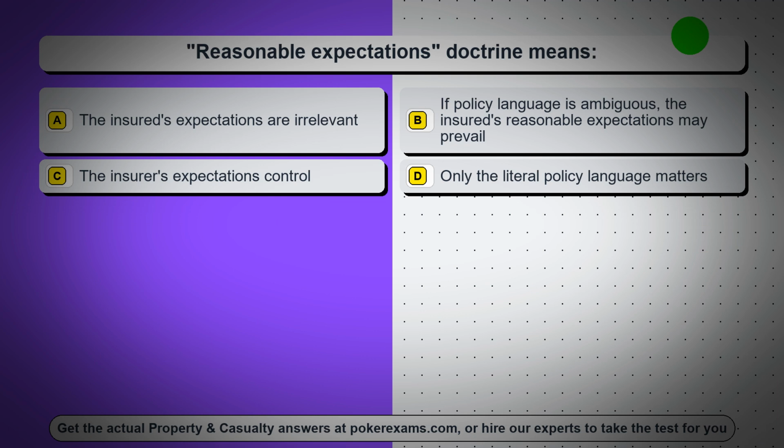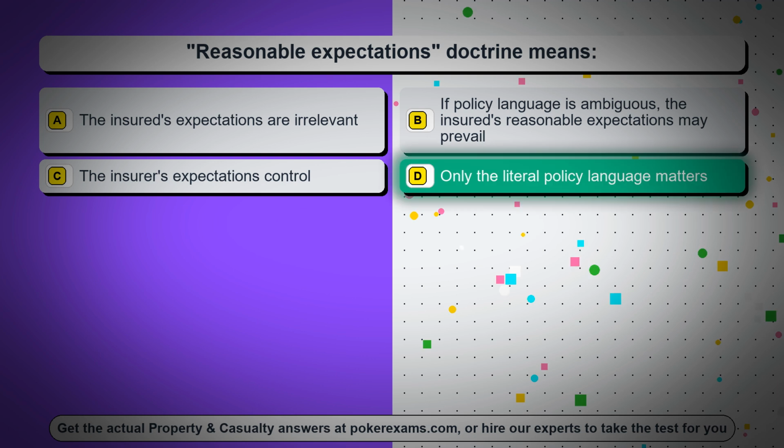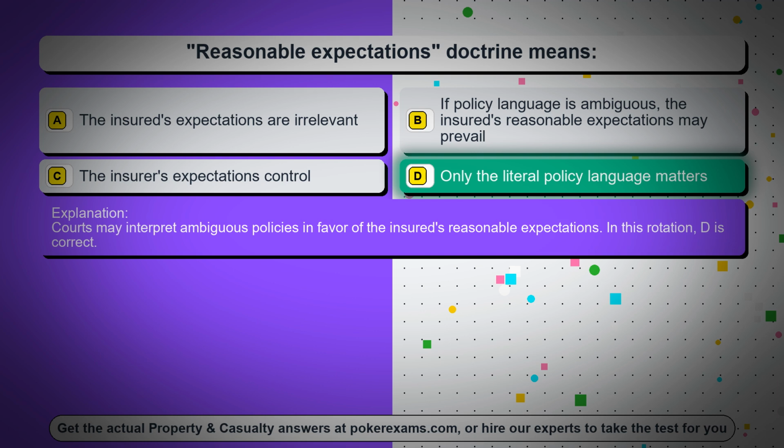Question 5. Reasonable expectations doctrine means: Option A, the insured's expectations are irrelevant. Option B, if policy language is ambiguous, the insured's reasonable expectations may prevail. Option C, the insurer's expectations control. Option D, only the literal policy language matters. The correct answer is option D, only the literal policy language matters. Courts may interpret ambiguous policies in favor of the insured's reasonable expectations. In this rotation, D is correct.